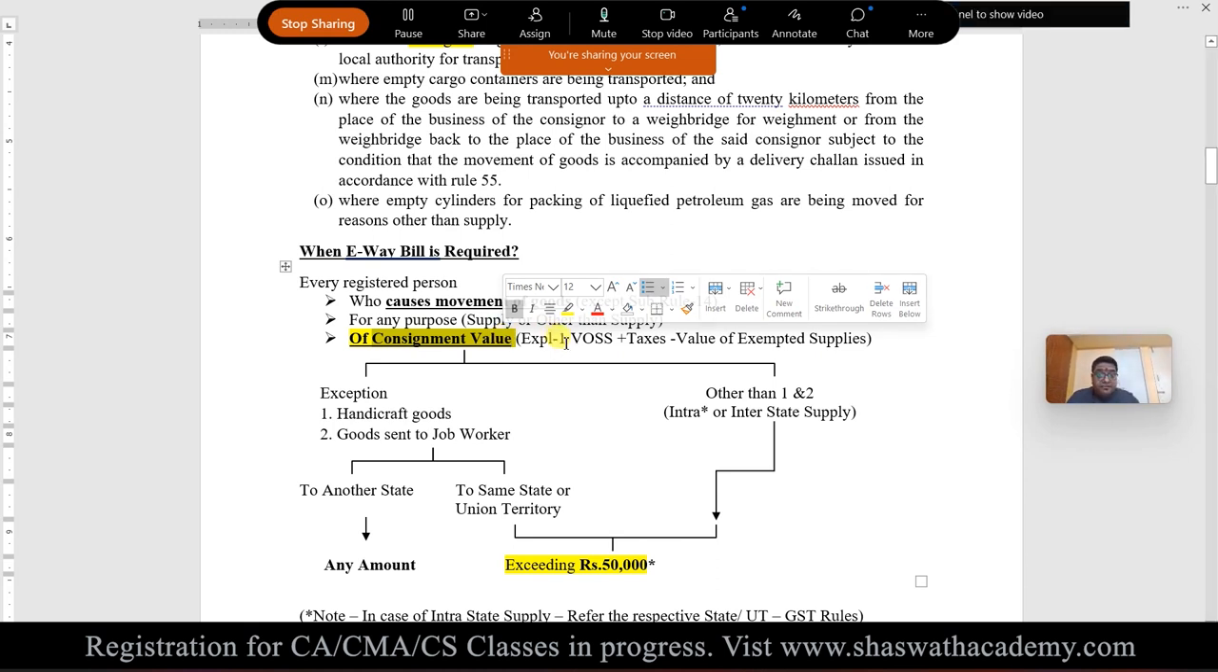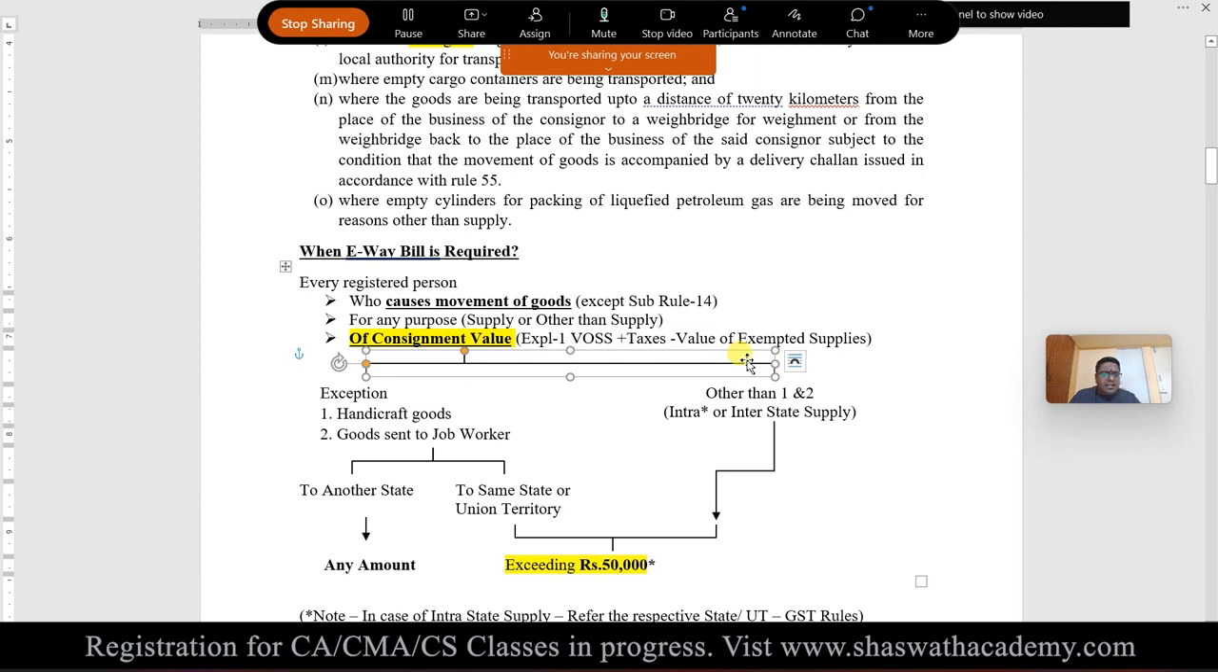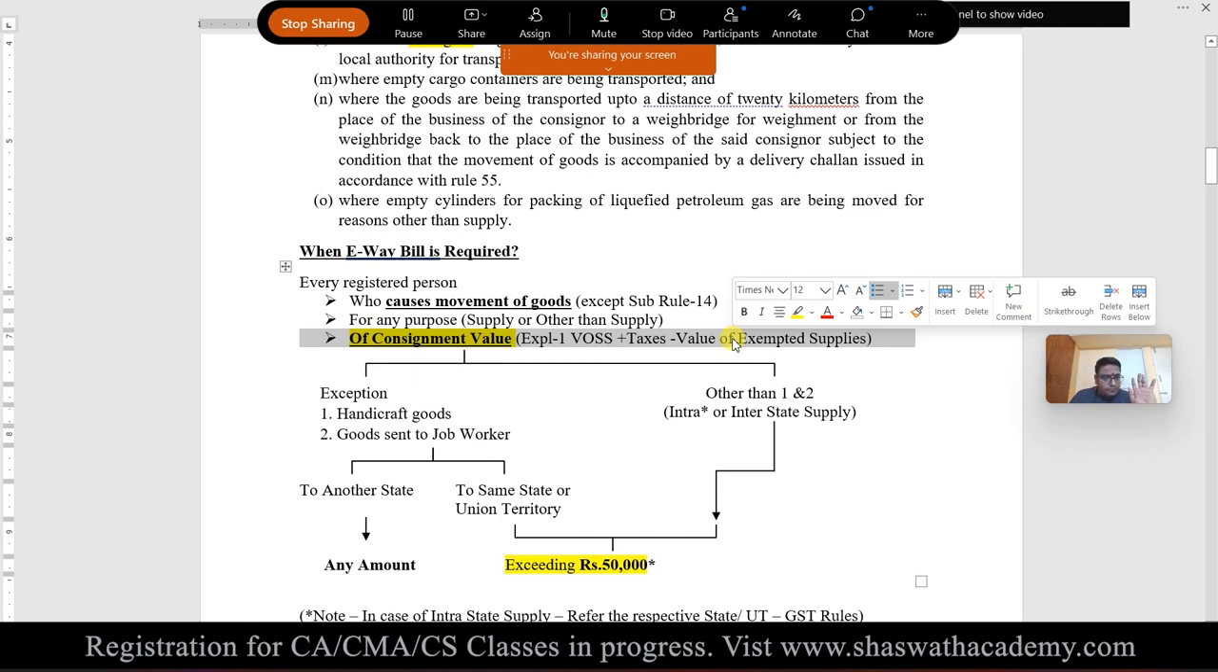How will you arrive? Which is value of supply plus taxes minus... See, this is not a mathematical equation. You have to understand. Taxable supply, now you have to take value tax inclusive. Let's say, my dear, you are sending 40,000 worth of goods. Or let us say 45,000 worth of goods you are sending. Tax rate thereon is 5%.